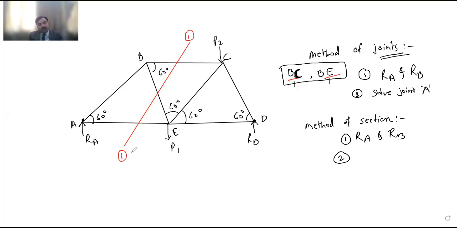Okay, now after passing the section line you can either consider the equilibrium of left hand side or the equilibrium of right hand side. Now simply if I consider the equilibrium of left hand side, see, then my diagram will be... I will draw the diagram again by considering the equilibrium of left hand side. Pay attention, this is important. So now if I draw the diagram, see how much diagram I will draw.